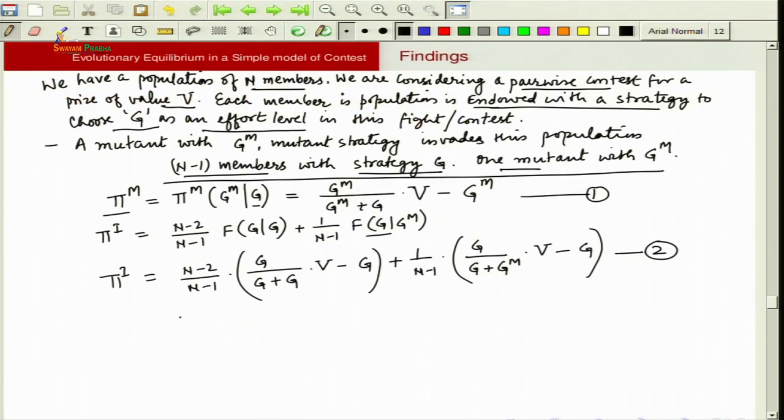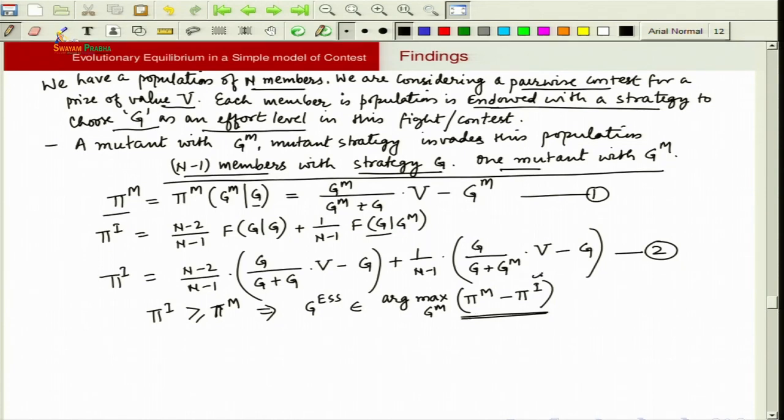Instead of saying that pi_I should always be greater or equal to pi_M, I will use the alternate definition, coming from this one only, that this ESS, I call G_ESS, should be equal to the argument of the maximum with respect to G_M of this function, pi_M minus pi_I. So, we maximize the relative fitness of the mutant player with respect to the incumbent player. This pi_M minus pi_I is nothing but the relative fitness of the mutant player relative to the incumbent player.